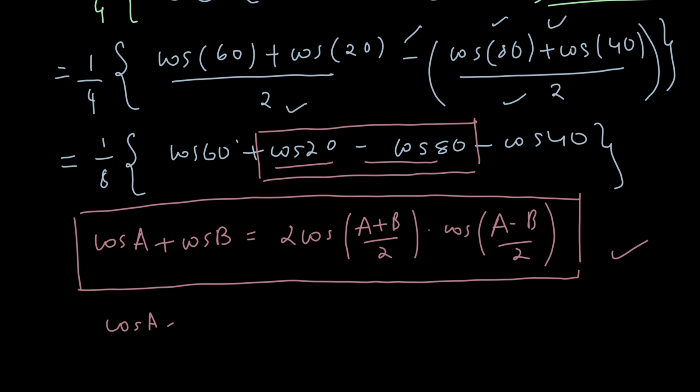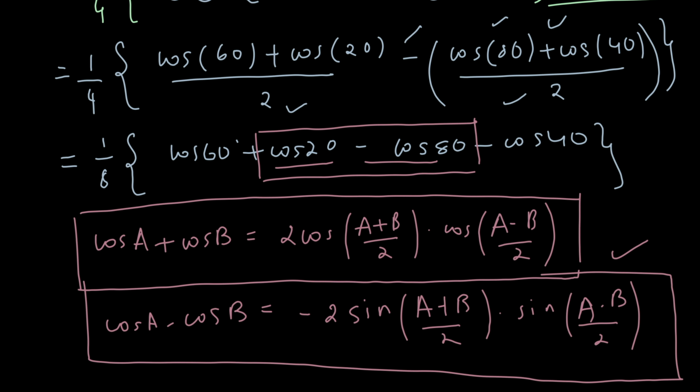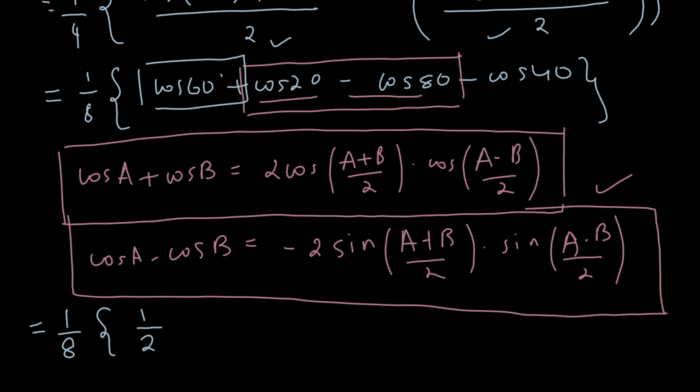So cos of A minus cos of B is simply negative 2 times sine of (A plus B) divided by 2 multiplied with sine of (A minus B) divided by 2. So we can simply apply this identity to those both terms. So first of all, 1 upon 8 outside the bracket as it is multiplied with. Now look carefully, we have cos of 60 degrees. So this can be just replaced as 1 upon 2, its value. Now this negative cos 40 at the end as it is.